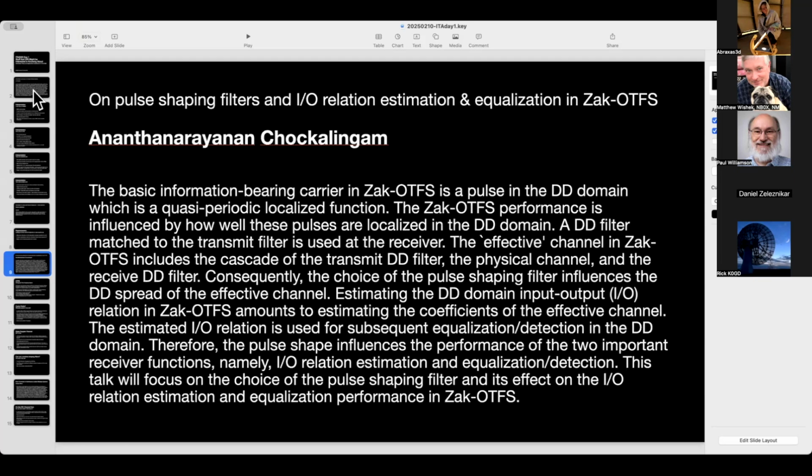All right, and the next thing was pulse shaping filters and input output relation estimation and equalization in something called ZAC OTFS.